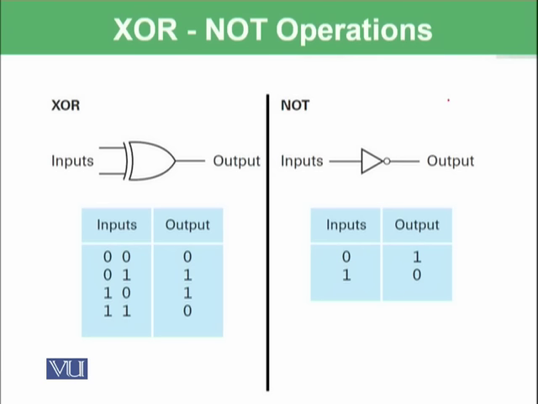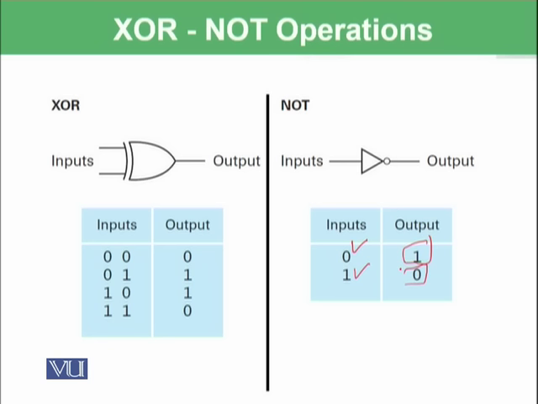Then there are 2 other Boolean operators. One is known as exclusive OR and another is known as NOT. NOT is very simple. If you give 0 as input, it produces 1. And if you give 1 as input, it produces 0. So in computer science, we call it toggle. Whatever you give, it produces the reverse output. So for 0, it produces 1, and for 1, it produces 0.